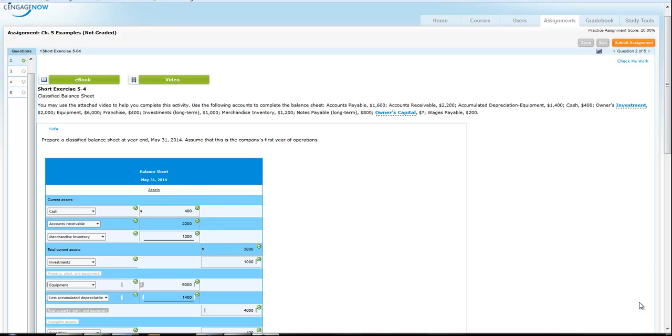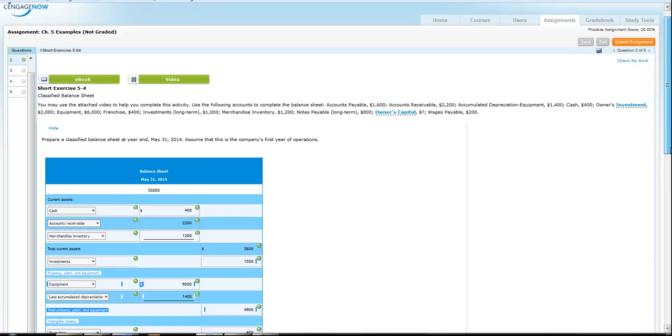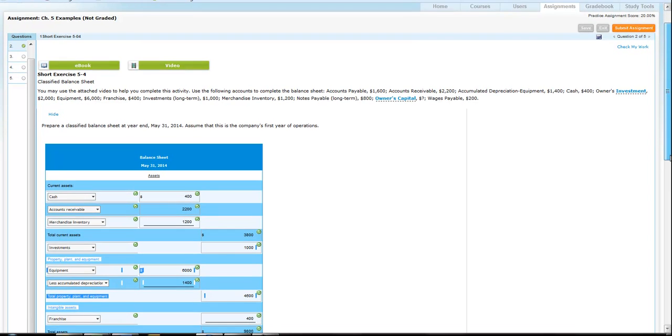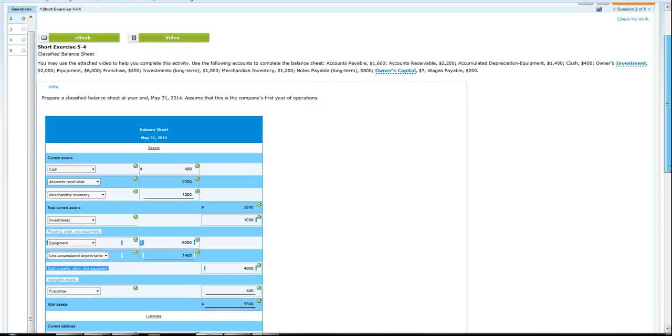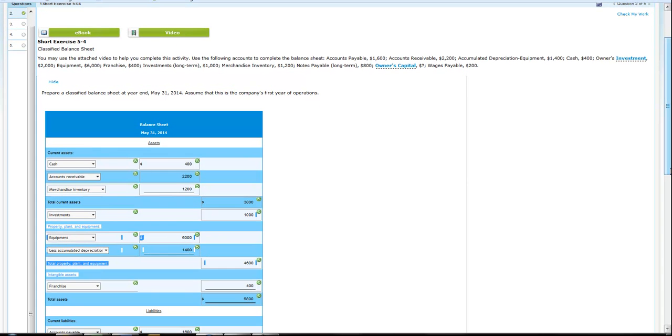In this example, we are going to look at and prepare a classified balance sheet. Hopefully, in your reading and watching the videos within the text and Cengage and Angel, you learned a little bit about what a classified balance sheet is. A classified balance sheet is similar to a balance sheet, only we further categorize the different classifications on the balance sheet.